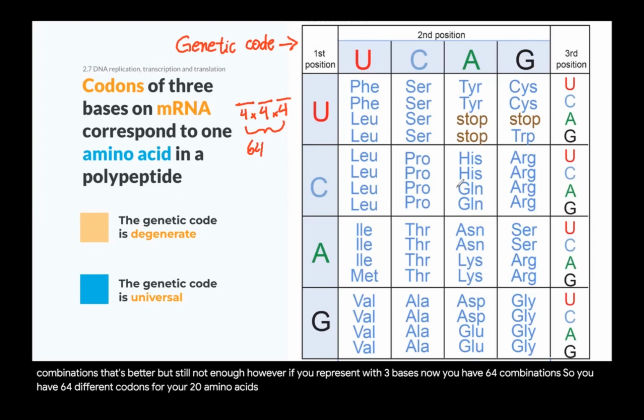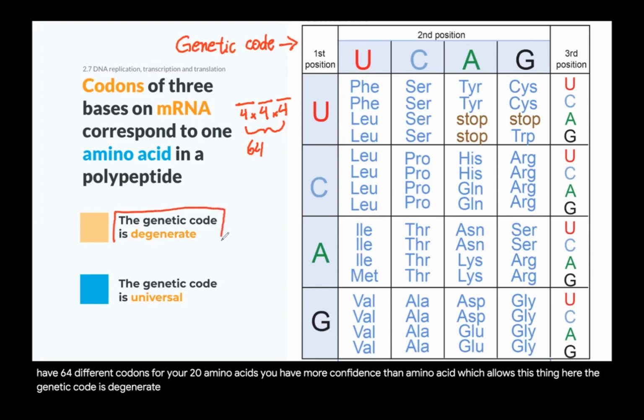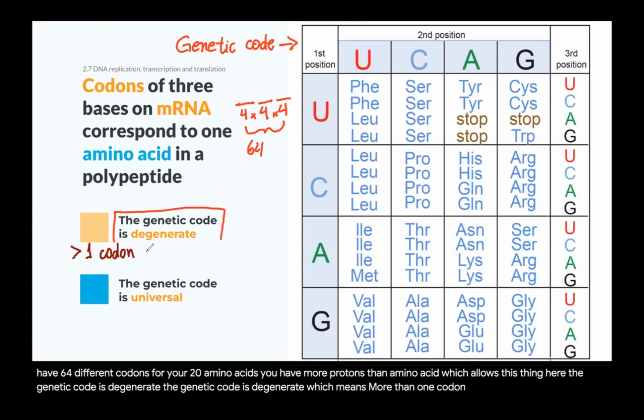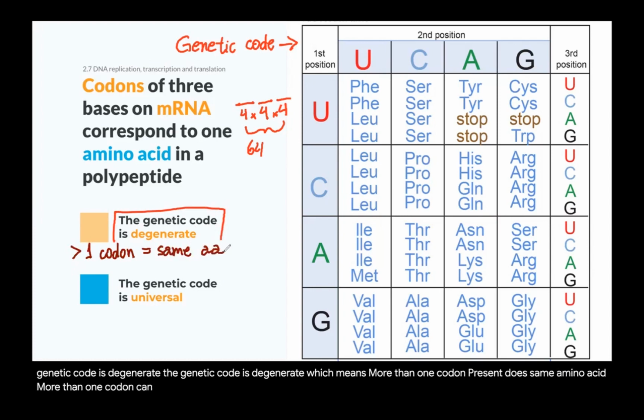You have more codons than amino acids, which allows this thing here. The genetic code is degenerate. The genetic code is degenerate, which means more than one codon can represent the same amino acid.